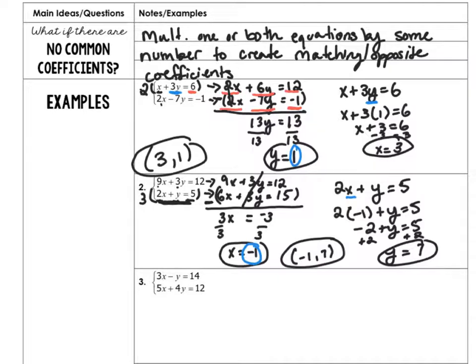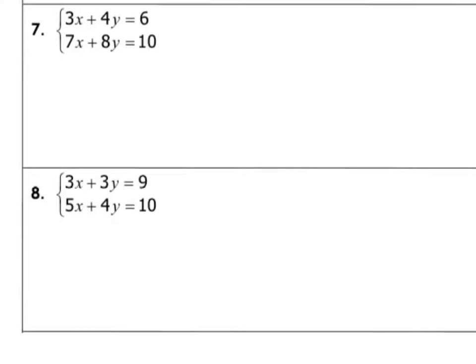So I'm going to skip over 3 and move on to number 8. In number 8, what we have to do is multiply both equations. You'll see 3 times something's not going to give us 5x, and 3 times something's not going to give us 4. So you kind of got to decide which variable you want to solve for. You kind of pick. I'm going to pick y.